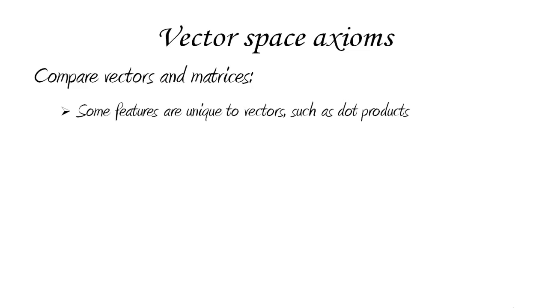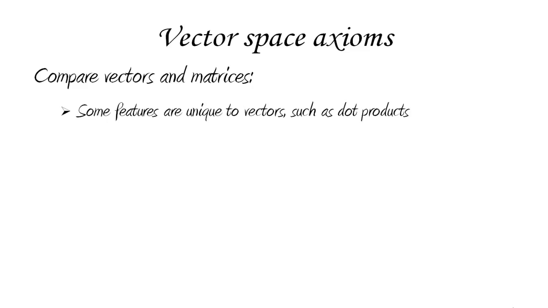Alright, so what are we going to do here? The idea is the following. Let's compare vectors and matrices in what we've done so far. Okay, there are some features of vectors that are unique to them, such as dot products. You cannot do the dot product of two matrices unless you see them as vectors. But they're not. The dot product is not really something that belongs to matrices.